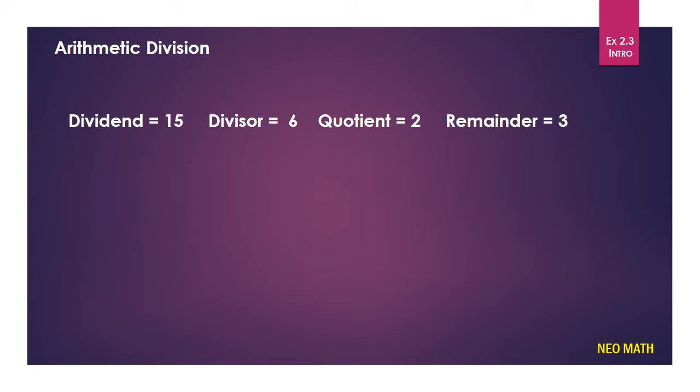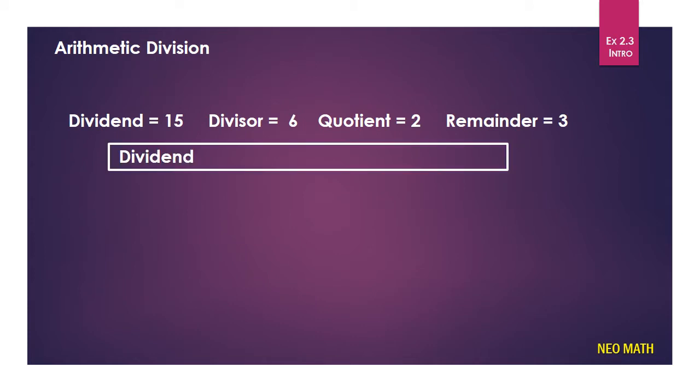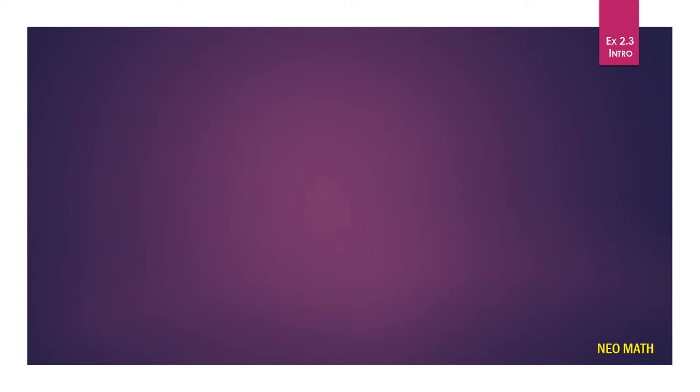We know the relationship between the dividend, divisor, quotient and remainder. Dividend equal to divisor into quotient plus remainder. Add the remainder with the product of divisor and quotient. The sum we get should be equal to the dividend. Now let us verify the answer. 15 equal to 6 into 2 plus 3. 6 into 2 is 12. 12 plus 3 is 15. So the answer is correct.